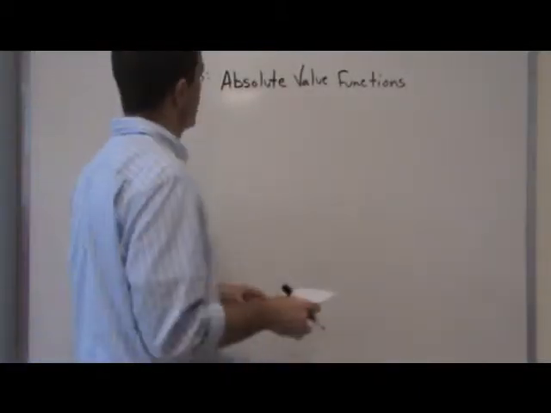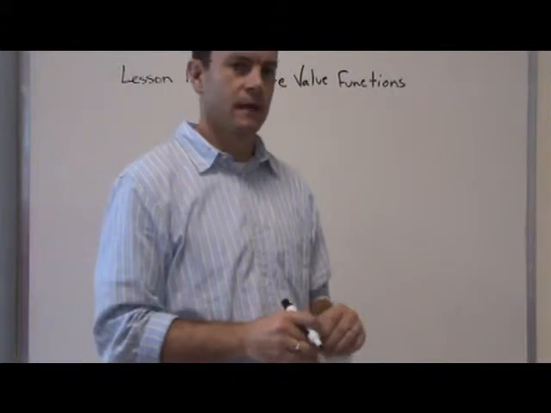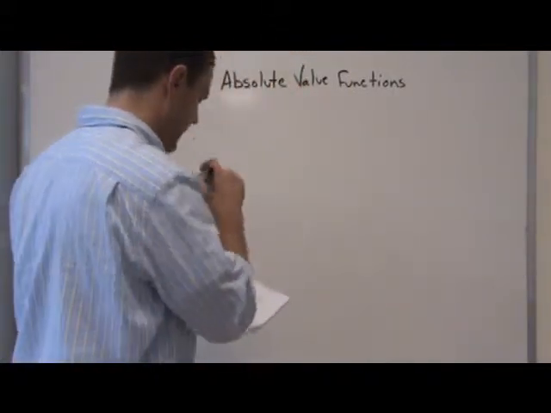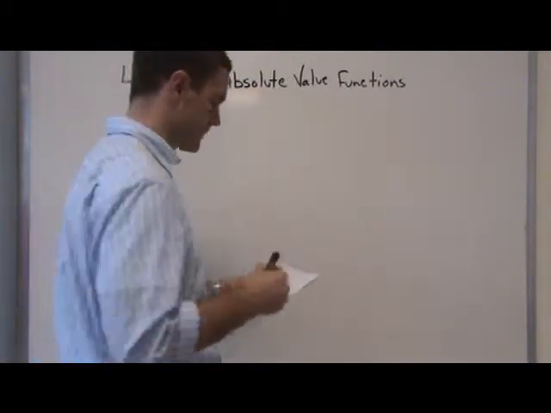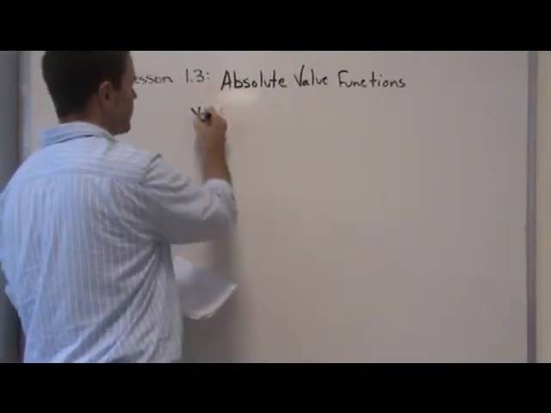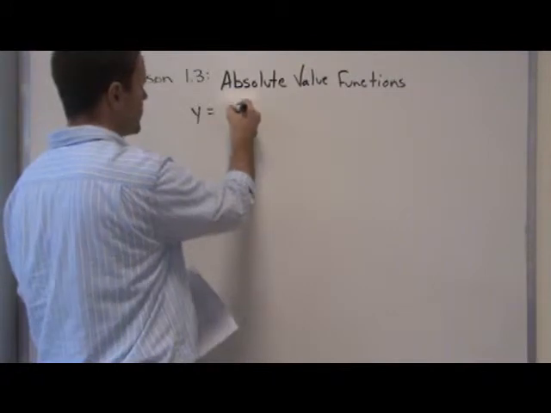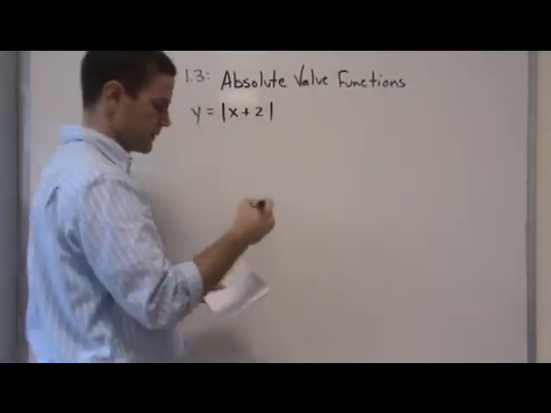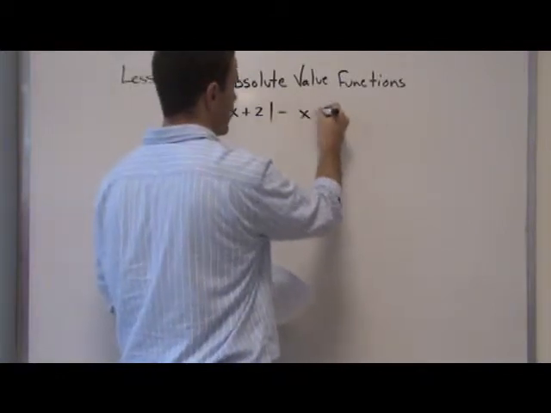Class, this is lesson 1.3, absolute value functions. We talked before about absolute values, how to write them without the absolute value symbols. So now we're making them into functions. I'm going to write y equals absolute value of x plus 2 minus absolute value of x minus 3.